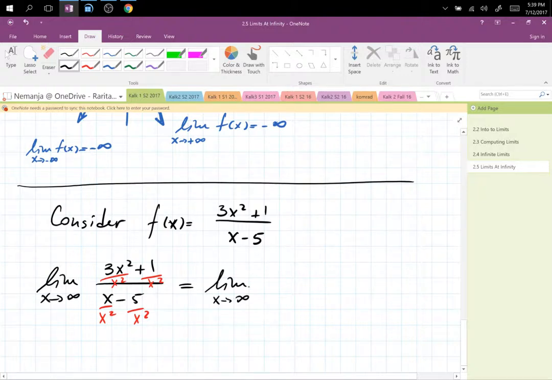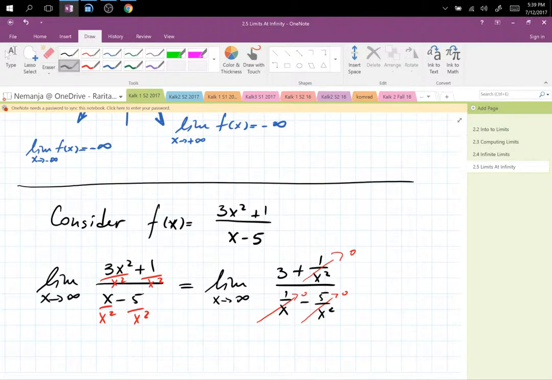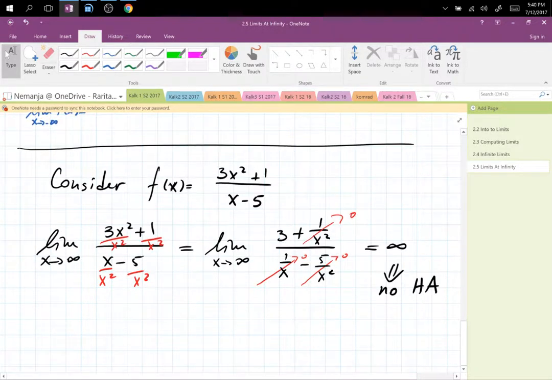Limit x goes to infinity. We have 3 plus 1 over x squared divided by 1 over x minus 5 over x squared. Now observe that the denominator completely goes to 0. So you get 3 over 0, and that's going to be a type of infinity. So no horizontal asymptote at all. But there is something else. Does anyone remember a third type of asymptote? Slant asymptote. Very good.